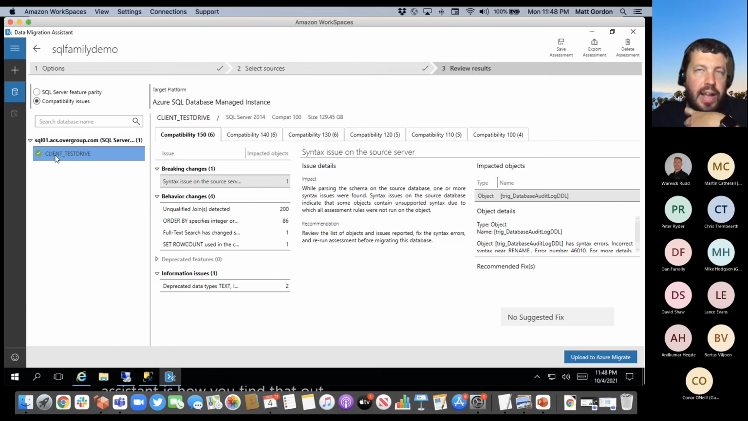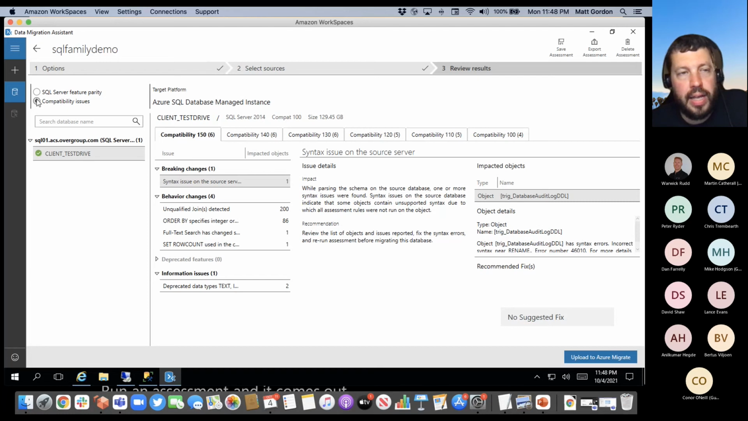So I pointed this at an older database that I have that's part of the migration work that I'm doing. And I just want to walk you through it. So you connect to a server, you connect to a database on that server, and you say, run an assessment. And it comes out like this. So it will highlight, you see there's 2 radio buttons here.